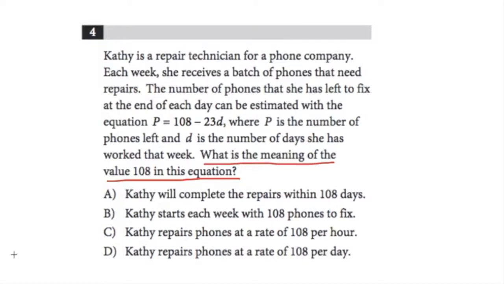Okay, so go ahead and read answer choice A. Kathy will complete the repairs within 108 days. Okay, is that a reasonable statement? Is that something that might work in the real world?